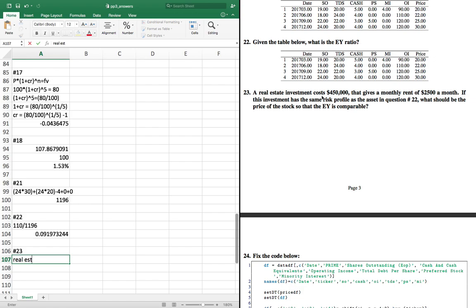The real estate actual yield is going to be what? It's going to be 3 months. Remember, a quarter has 3 months. So 3 times 2,500 divided by 450,000. I should actually put that in parentheses, just so there's no PEMDAS issues.